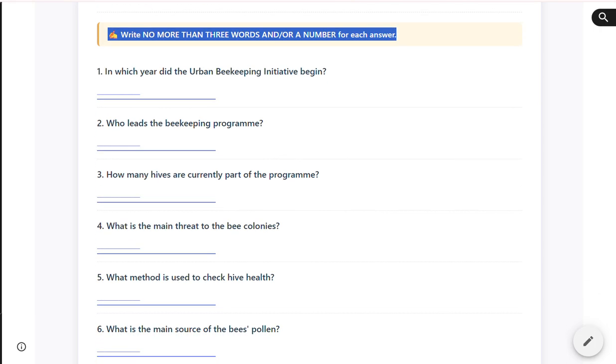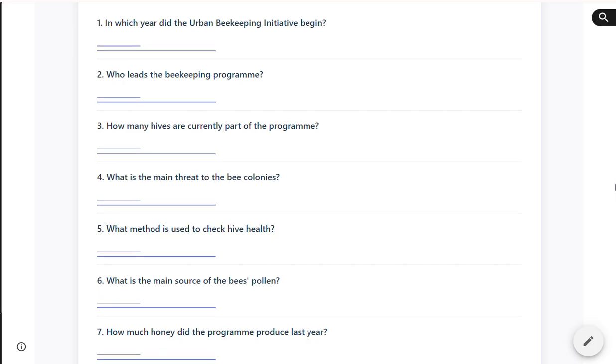Good afternoon everyone. Today I want to talk about our university's urban beekeeping initiative, which began back in 2019 as a small research project led by Dr. Elena Foster from the biology department. What started with just 4 hives on the roof of the science building has now grown to 22 hives across 3 different campus locations. One of the biggest challenges the program faces isn't actually predators, as many people assume.